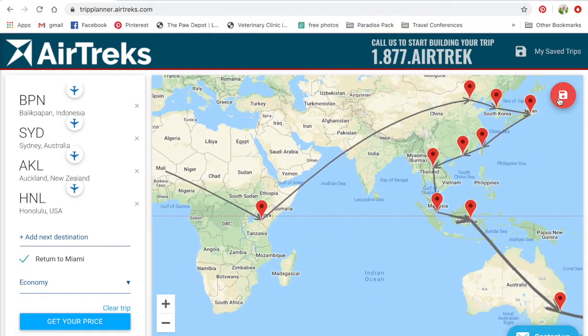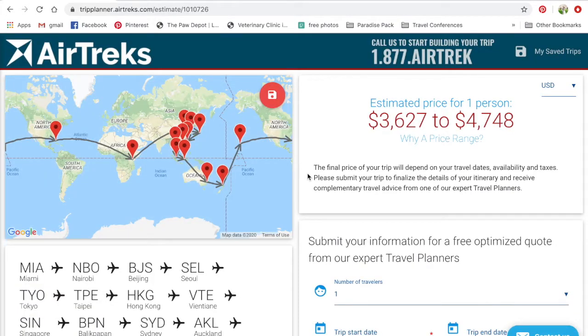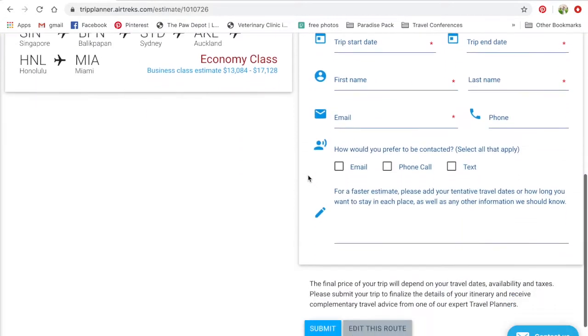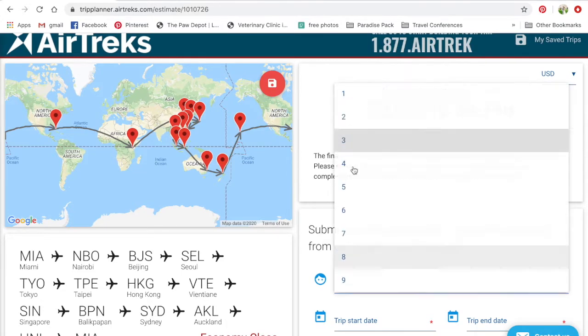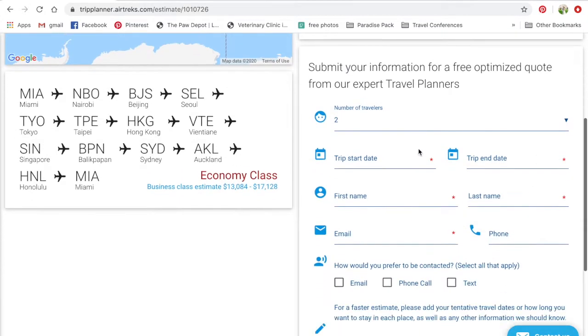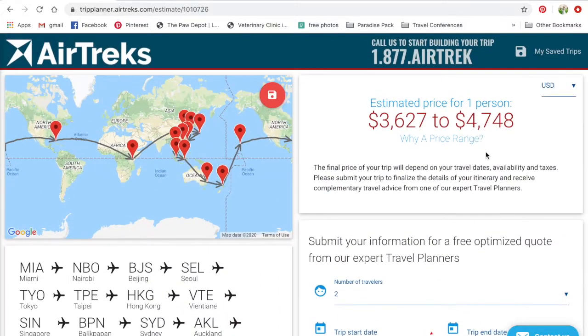Now, as for my questions that I had for Airtreks that you might be wondering too, I thought I would share the things I learned about them, and then you can decide what way works for you when you start figuring out tickets for your big trip. And I will most likely be using Airtreks.